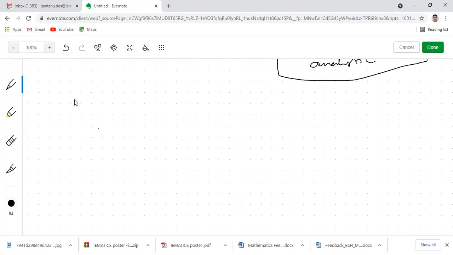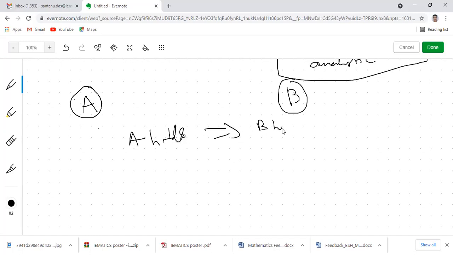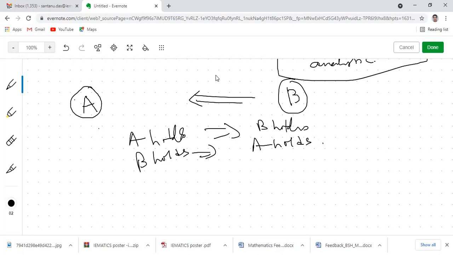Okay, so necessary and sufficient condition means, let us consider there are two conditions, A is one condition and B is one condition. Assuming that A holds, if this implies B holds, this may be a case. Or secondly, B holds, and this implies that A holds. So if B holds, then if it implies that A holds, then it is called a sufficient condition.